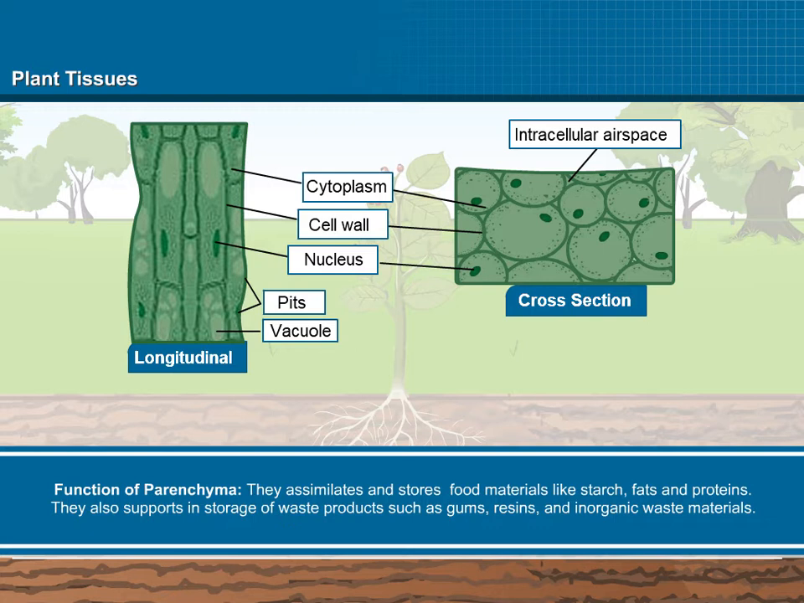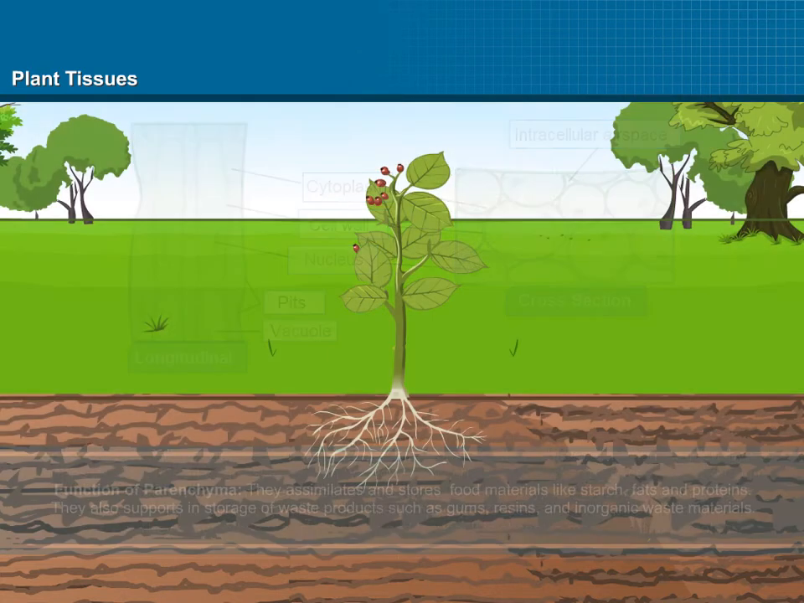Function of parenchyma. They assimilate and store food materials like starch, fats, and proteins. They also support in storage of waste products like gums, resins, and inorganic waste materials.